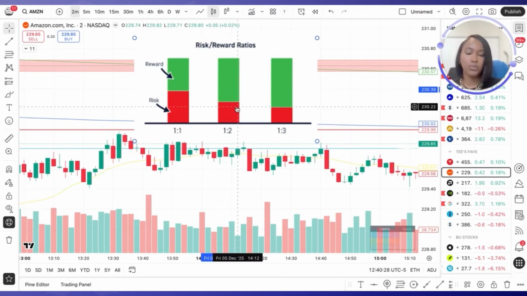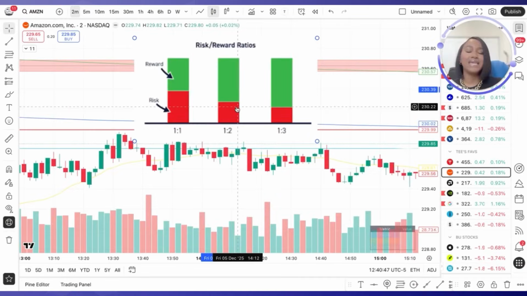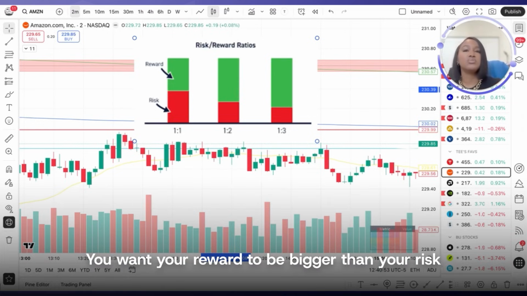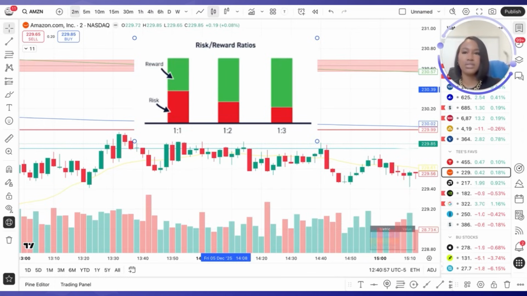What we're talking about today is called the risk to reward ratio. A risk to reward ratio is simply comparing what you're willing to risk to what you expect to get rewarded or win, right? The key when it comes to a risk to reward ratio that makes sense is that you always want your reward to be bigger than your risk. We're going to get right into details of that, okay?